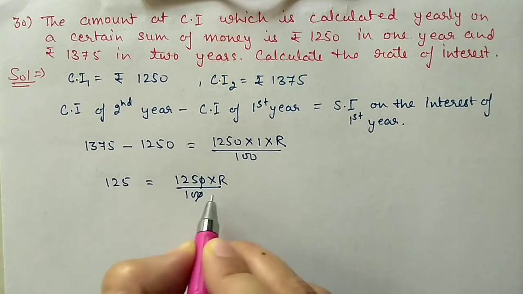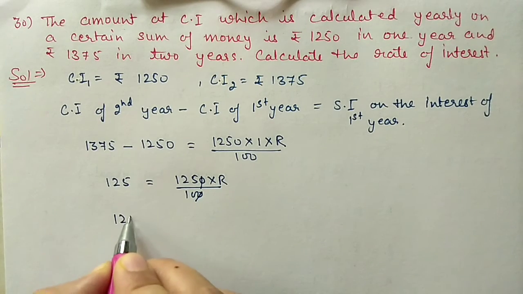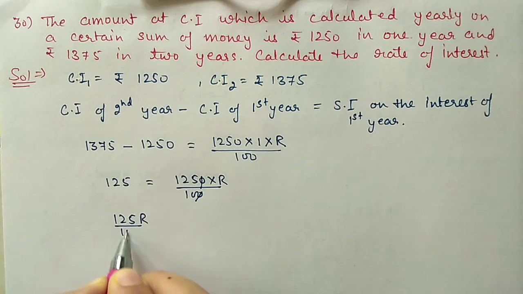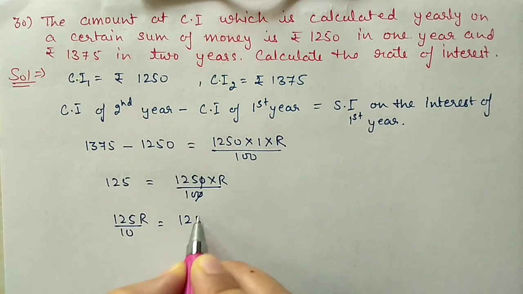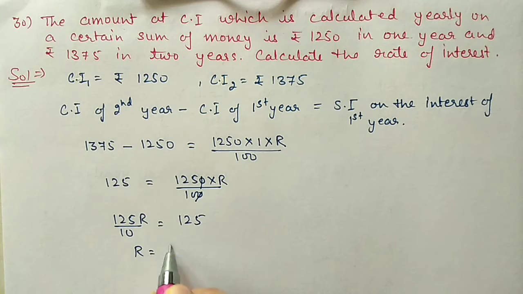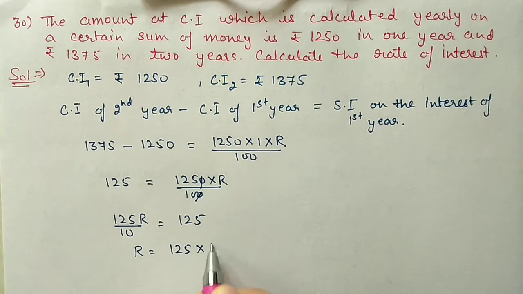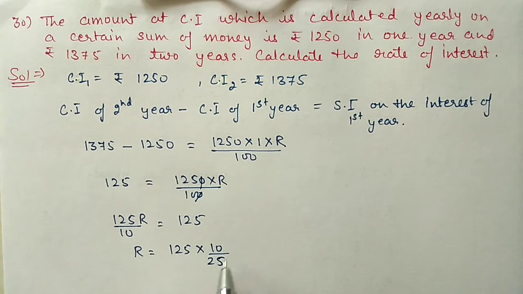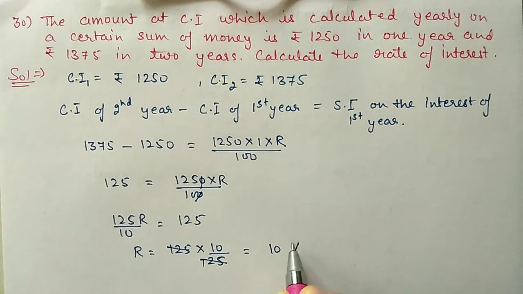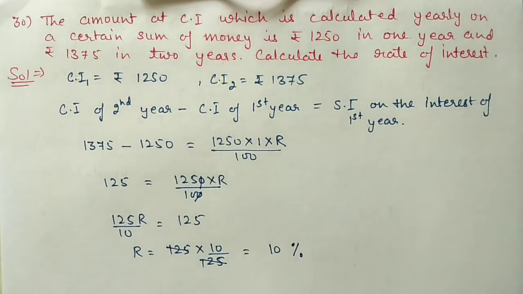10 we can cancel out, both sides we can switch. 125 R by 10 is equal to 125. So R is equal to 125 into 10 by 125. 125 we can cancel out, so R we will get here 10%.